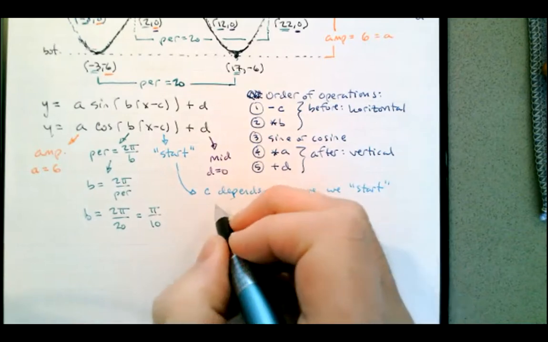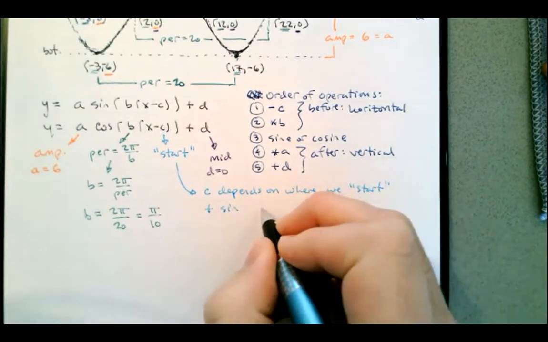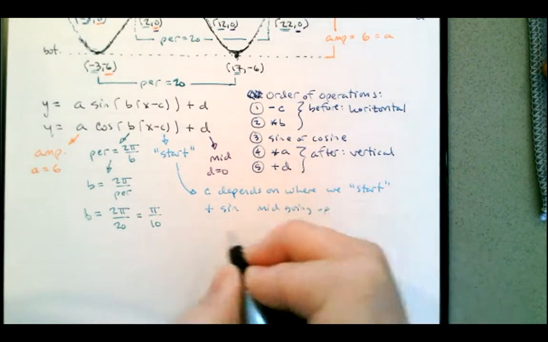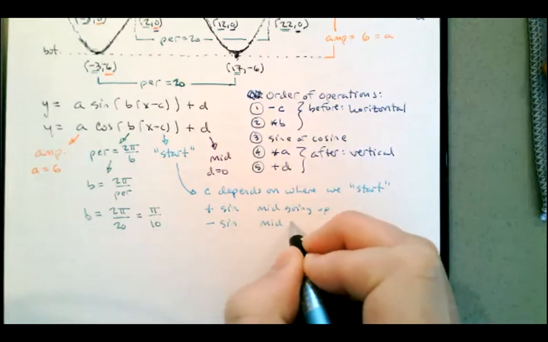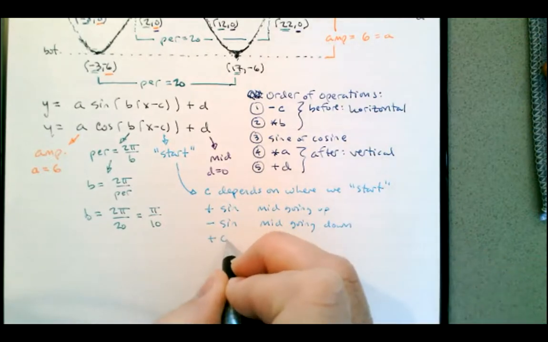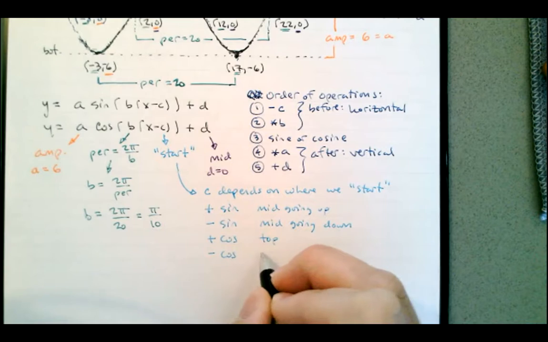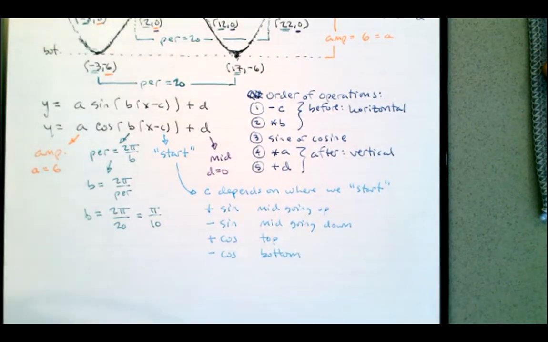And there are 4 choices about where to start. We can start with a positive sine, where we start at the middle going up. We can have a negative sine, where we start at the mid going down. We can have positive cosine, which will be starting at the top, or a negative cosine, which means we start at the bottom. Those are our 4 choices. The c is going to be the x-coordinate at each of these points.